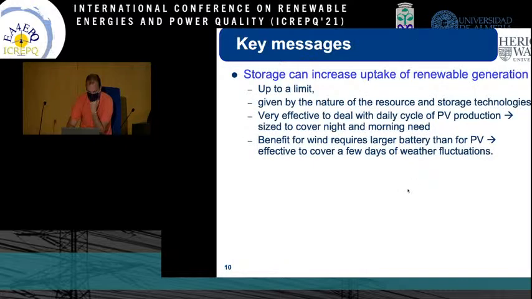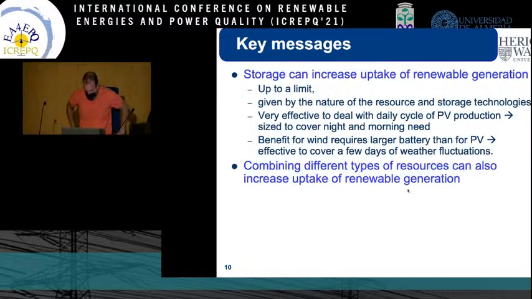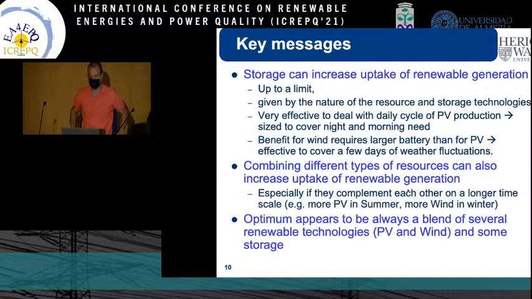That limit is given by the nature of the resource and technologies. Storage can be very effective to deal with the daily cycle, so the size needs to cover the night and morning needs. The benefit for wind requires larger storage than PV, but it covers more days rather than just a single day. Combining different types can also increase uptake of generation, especially if you use different technologies which complement each other, like PV in summer and wind in winter. And the optimum always appears to be a blend of several generation technologies and some storage.